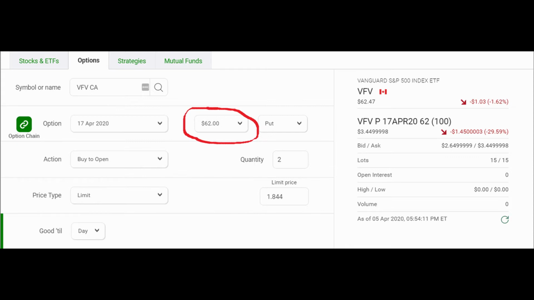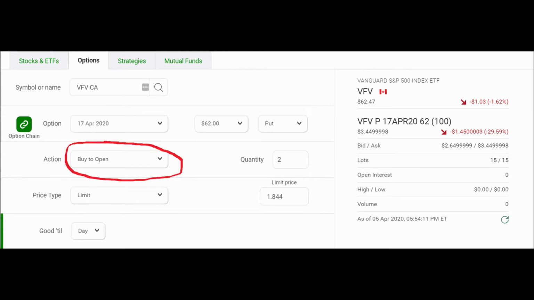However, if the stock goes above $62 in this example, you will be losing money. You are what's known as out of the money, and if you are making money, you are known as in the money. And then you can either pick a put or a call option. I'm just going to pick a put option for now.